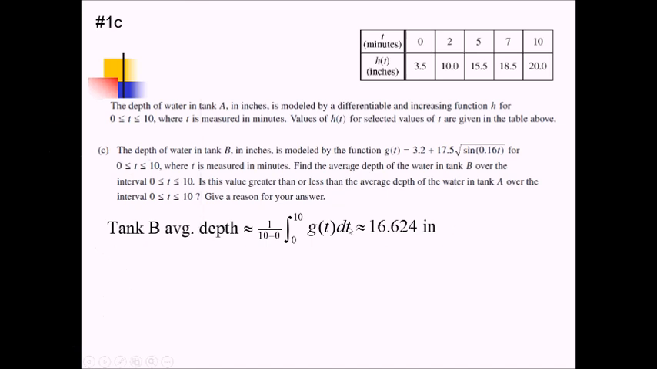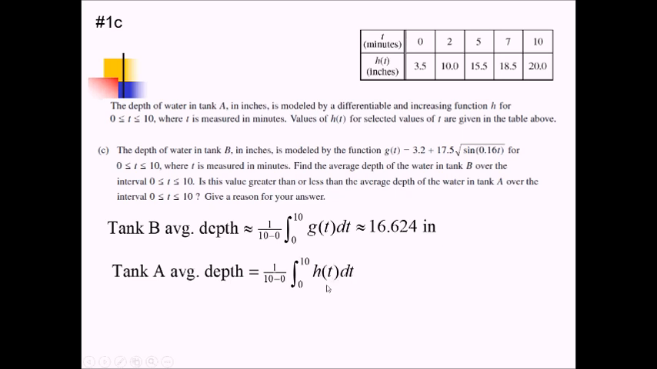Okay, so that's tank B, but there's a little bit more to this problem. They want to know if this value is greater than or less than the average depth in tank A. So tank A's depth is going to be the same setup, 1 over 10 minus 0, because it's the same interval here. And then we have 0 to 10 for our integral, so same as before. But the depth function for tank A was h of t, not g of t. So this is going to be h of t dt.